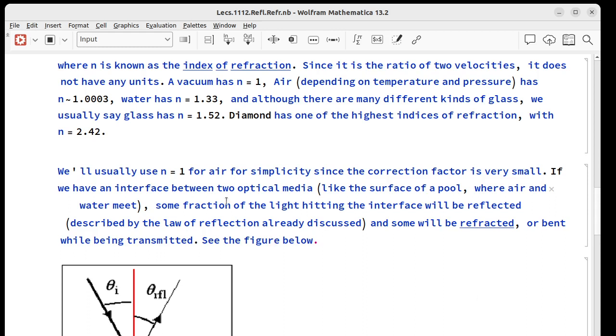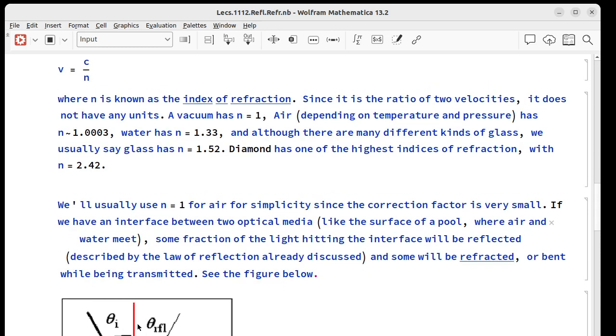Now, the light that goes in the pool is what we call the refracted wave. This means it's slightly bent as it goes into the water. If you look here, you can see theta I and theta reflected are the same size, but this light going into the water is much closer to the normal than the light entering the water. So this theta refracted is a smaller angle than theta reflected.